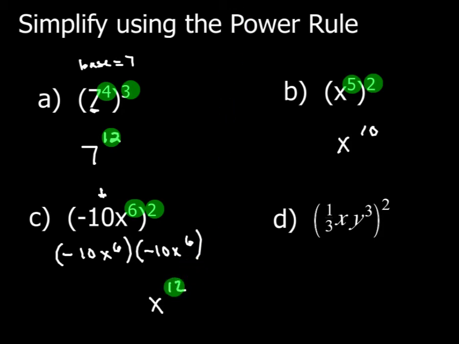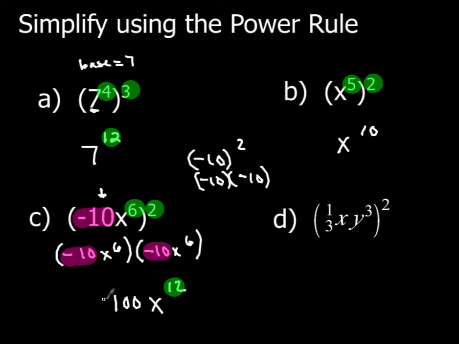But here's where a lot of people may make a mistake. You have to be careful, because this squared on the outside is going to apply to the terms on the inside too. So if I have negative 10 and I square that, that's the same thing as negative 10 times another negative 10, and we all know negative 10 times negative 10 is positive 100. So my final answer on that one would be positive 100 x to the 12th power.